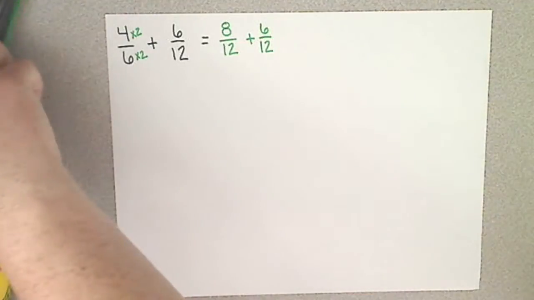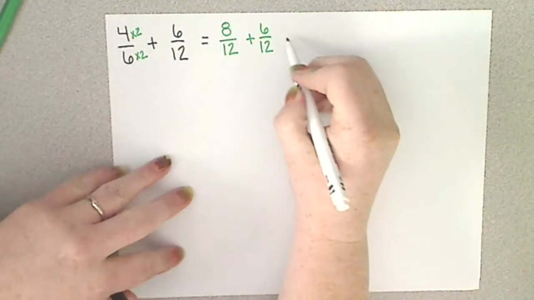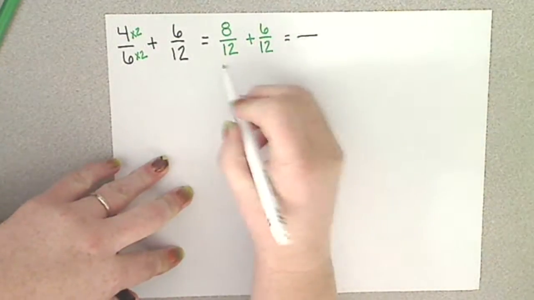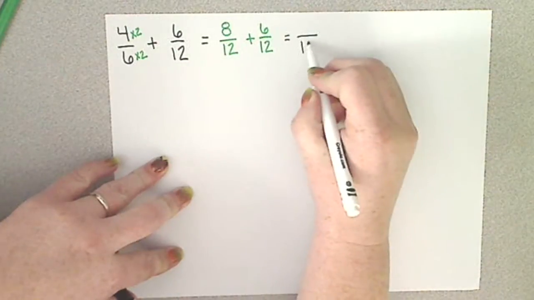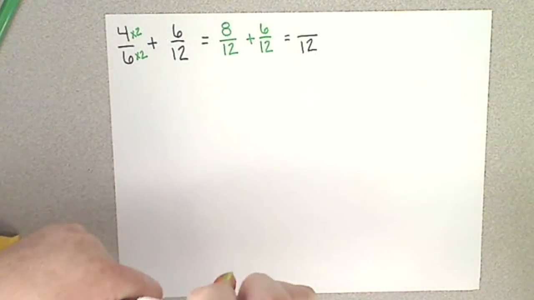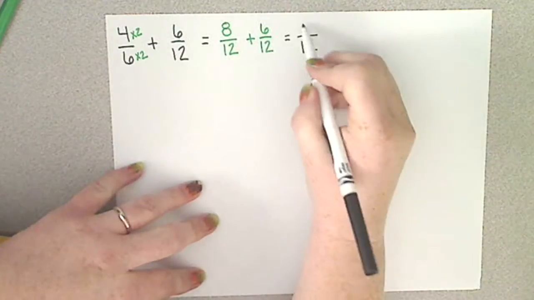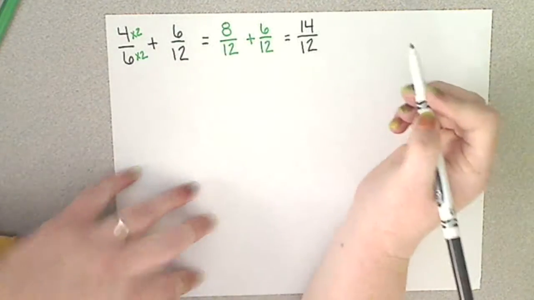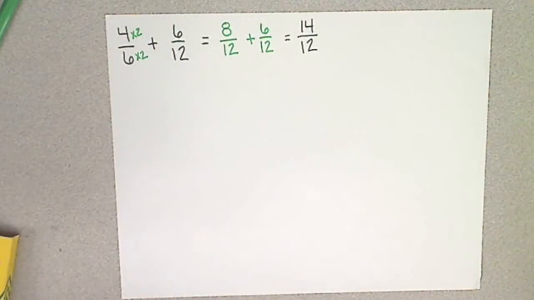Now, just like we have before, if the denominator is the same, it does not change when you're adding and subtracting. 8 plus 6 is 14. Now, you're probably looking at me going, Ms. Pike, that's an improper fraction, and we know that that's not right. So we are going to take a look at how to turn this into a mixed number.